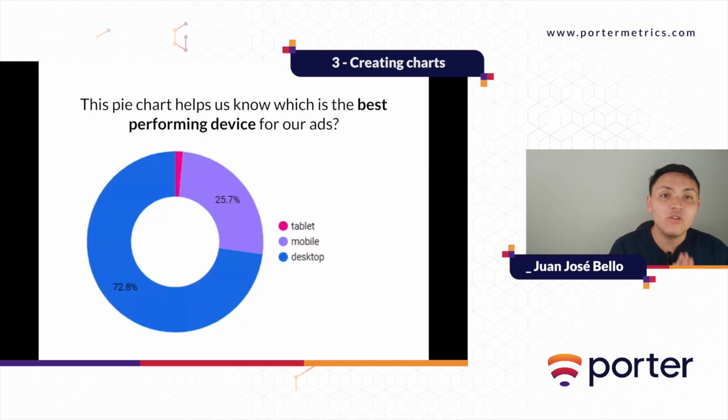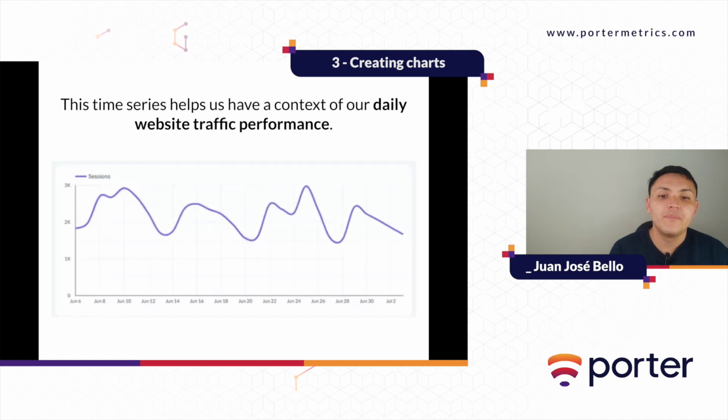For instance, if we want to know what is the best performing device for our ads, in this case it is clear that most of our conversions are happening on desktop. That's an answer from a question. Another question could be, what is our traffic performance? How much traffic are we getting over time? And we are seeing that we have a certain amount of traffic thanks to this time series.